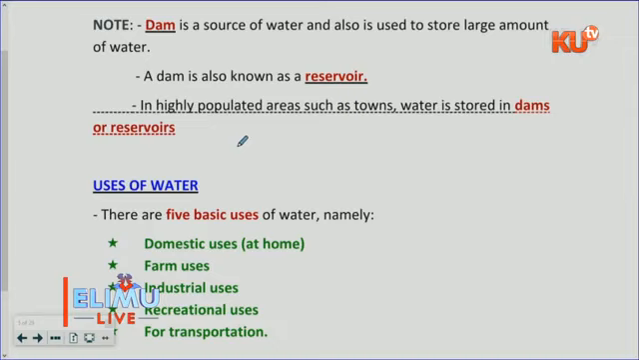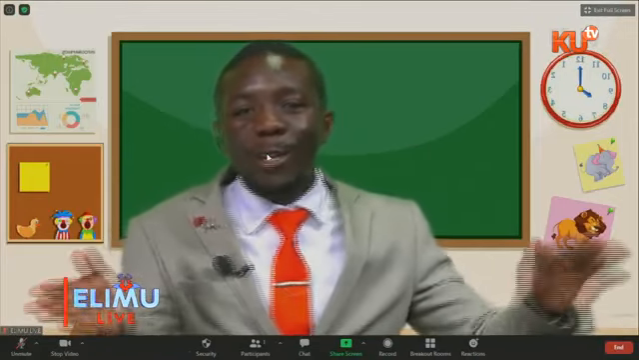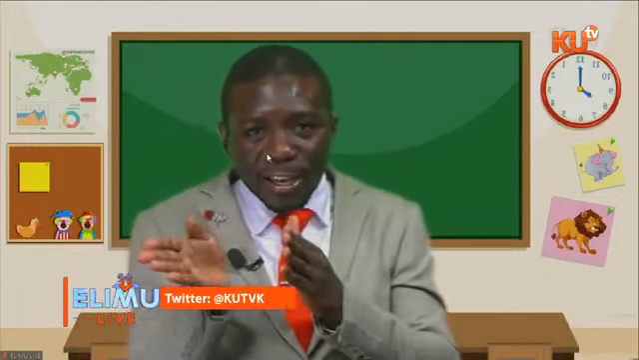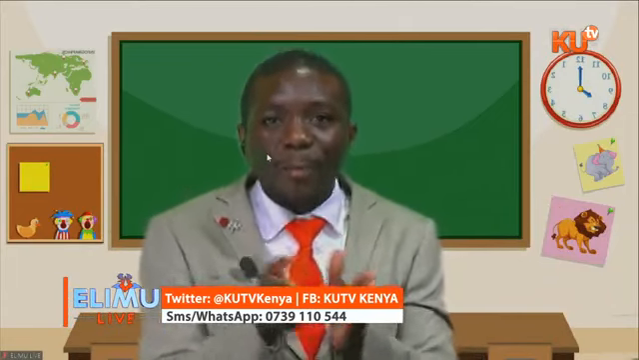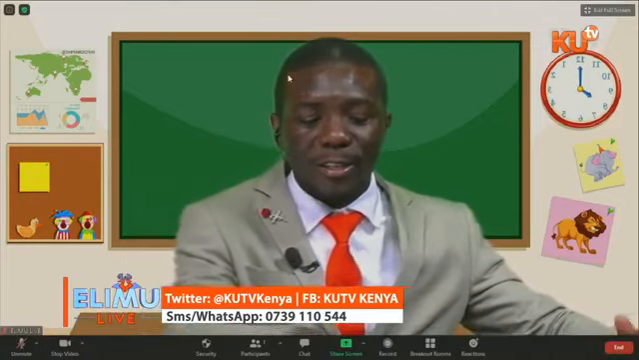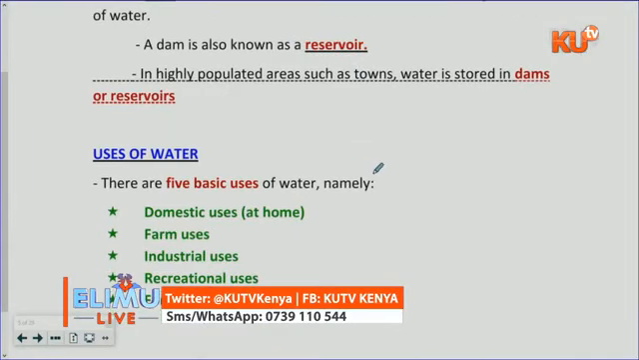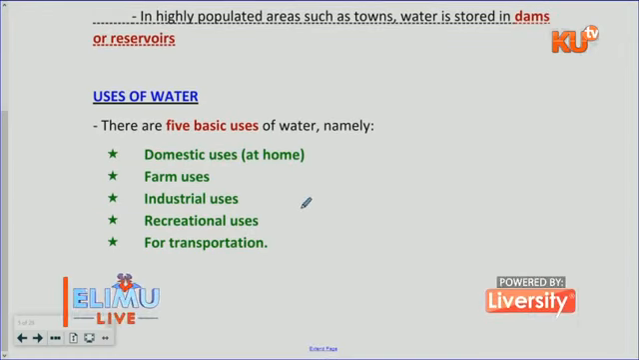But in some places where you don't have a lake, like Nairobi, there's nothing like Lake Nairobi. We just have Nairobi River. So that water or some water from other sources, if it is not polluted, they can direct it to the dam. They can collect it, and then they can supply it to other people so that they can use it. So in urban centers or towns, water is stored in dams because dams are used to store large quantities of water.